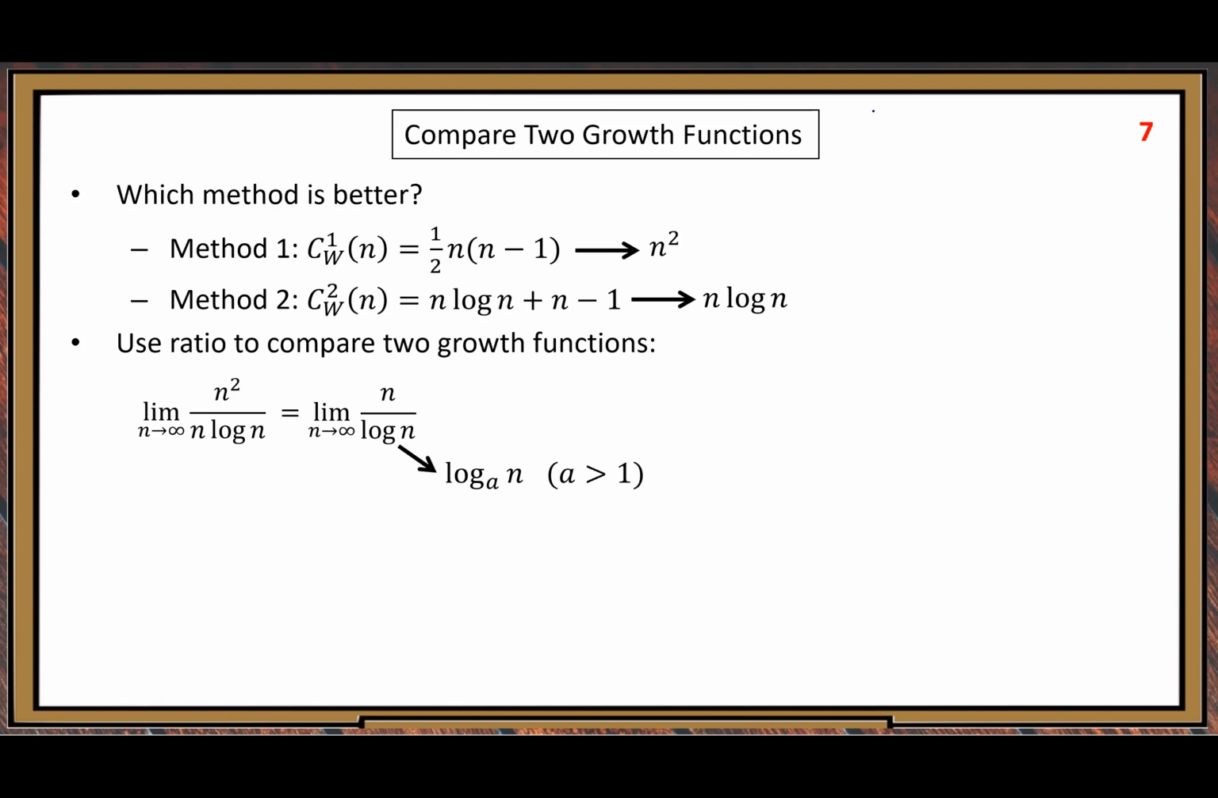Okay? Greater than 1. If less than 1, it's negative. If a is less than 1, this log function is a negative value. So our growth function cannot be a negative function. The number of basic operations is always positive. So we don't consider the negative case. So we assume a greater than 1. Okay? So this function is a positive function. We compare the ratio when n goes to infinity.